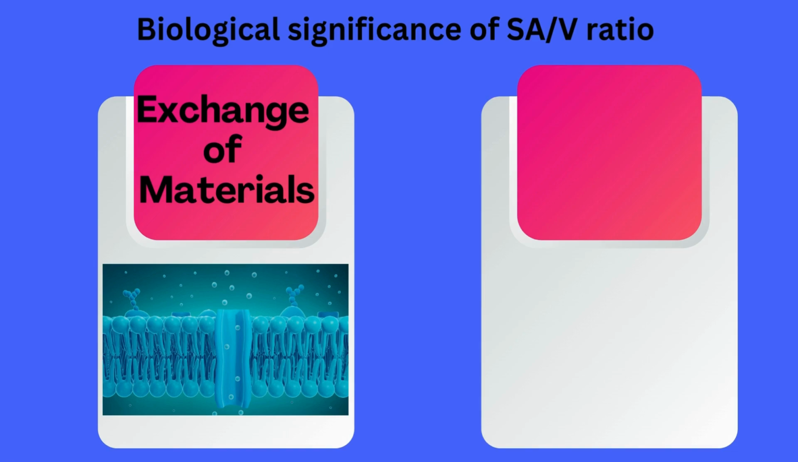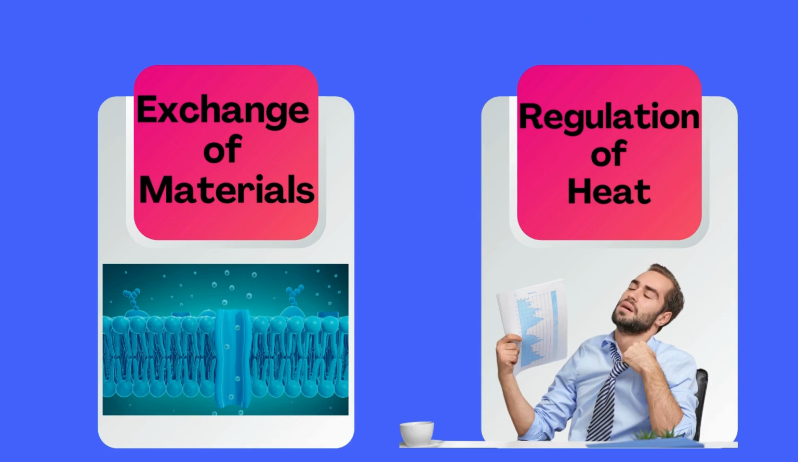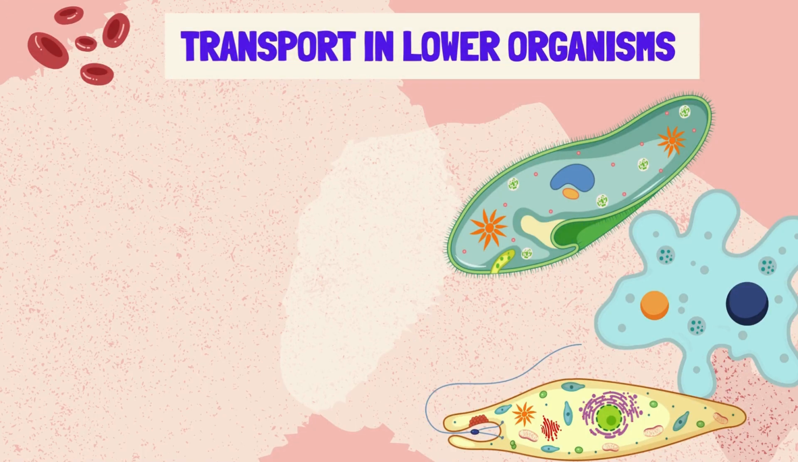Number two, surface area to volume ratio is important in heat regulation. Organisms with a high surface area to volume ratio, like small animals, can lose heat quickly, while those with low surface area to volume ratio, like larger animals, retain heat better. Now let's look at what surface area to volume ratio is in lower organisms and in higher organisms.